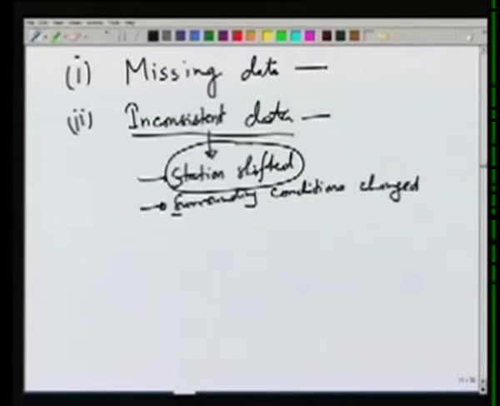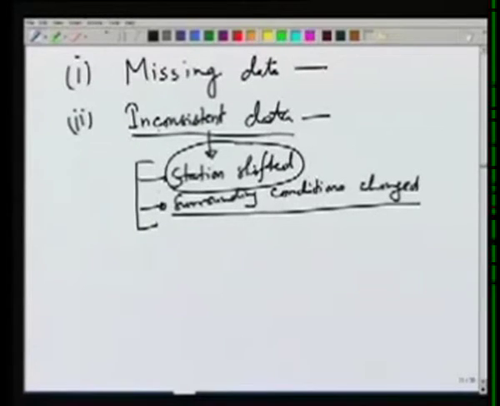Or we may not shift the station, but the surrounding area has some change in the condition. For example, obstructions may have been created or constructed near the rain gauge, or the environmental factors, maybe some forest was there and there is a fire which changed the nature of the surrounding area. So all these will cause some inconsistency, meaning the data before that change and after that change will not be consistent. And sometimes we may have observation errors also.